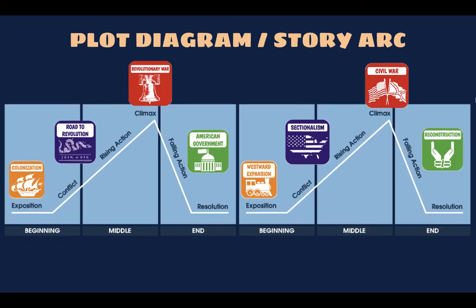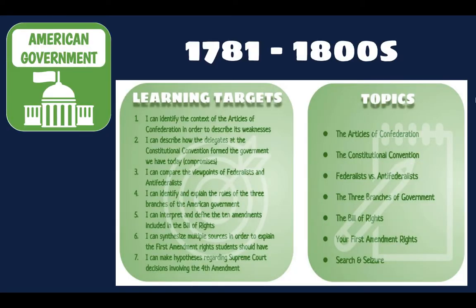In our plot diagram, we're in the final stage now. We've seen how conflicts arise and then resolve a couple of times through history, and we're going to conclude this year with Reconstruction. If we think back historically to where we've been, the first half of the creation unit was all about the American government and how it was formed in the late 1700s and early 1800s, from the Articles of Confederation, which failed, all the way through the Constitution and the forming of the Bill of Rights.